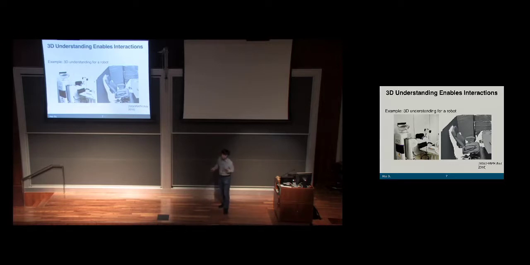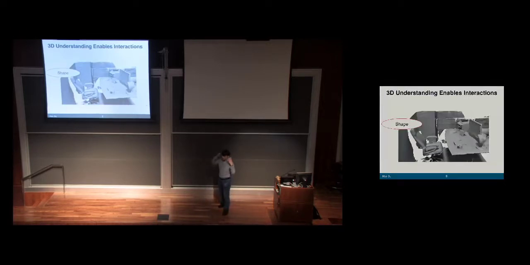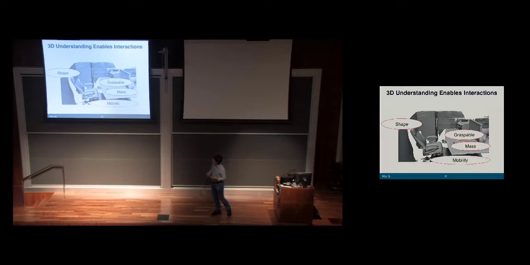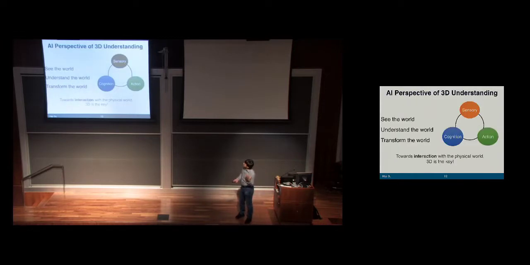So what needs to be inferred? The robot has to think: where's the chair? Okay, I have to know the shape. And now it wants to take it out of the office and has to think, where shall I grasp? And how much force shall I use? Is it heavy or light? And wait, this is a swivel chair. If I drag it, it might rotate and might break other things. So understanding the mobility is also important. You see that you have to infer a lot of information from the 3D, right? And you have to know these 3D properties to allow the interactions.